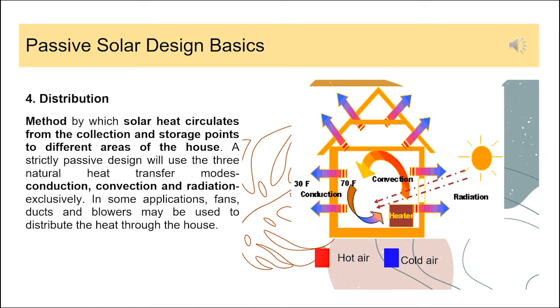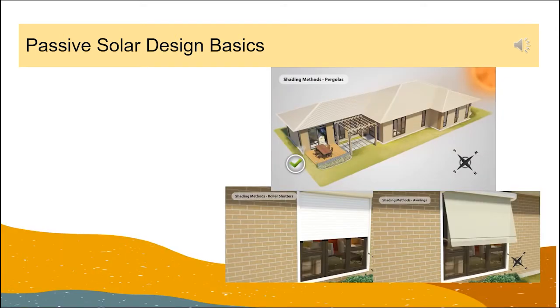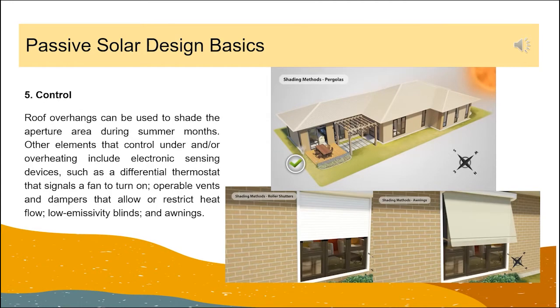A strictly passive design will use the 3 natural heat transfer modes: conduction, convection, and radiation exclusively. In some applications, fans, ducts, and blowers may be used to distribute the heat through the house. The last element is a controller. The controller here can be varied. It can be the louvers, roof overhangs, shade, porch, and more. Basically, it is used to shade the aperture or the window area during the summer months.